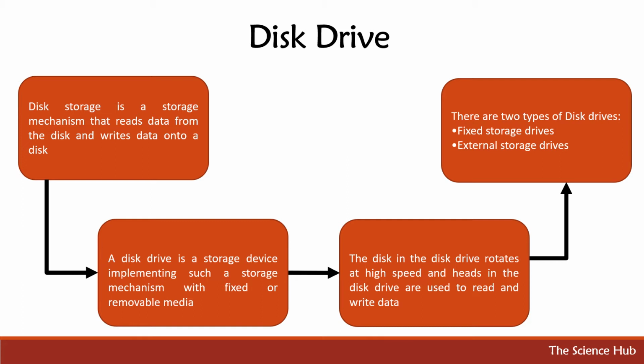Disk storage is a storage mechanism that reads data from a disk and writes data onto a disk. A disk drive is a storage device implementing such a storage mechanism with fixed or removable media. The disk in the disk drive rotates at high speed, and heads in the disk drive are used to read and write data. There are two types of disk drives. Number one is fixed storage drives, and number two is external storage drives. Fixed storage drives can be the internal hard disk and SSDs, and external storage drives can be CD-ROM, DVD-ROM, zip disk, etc.